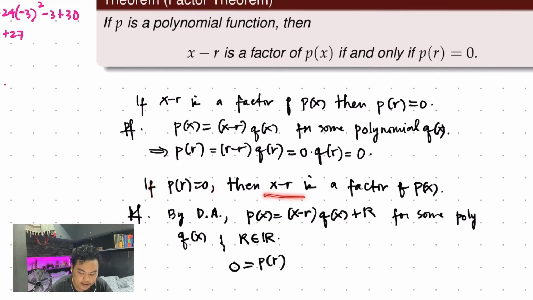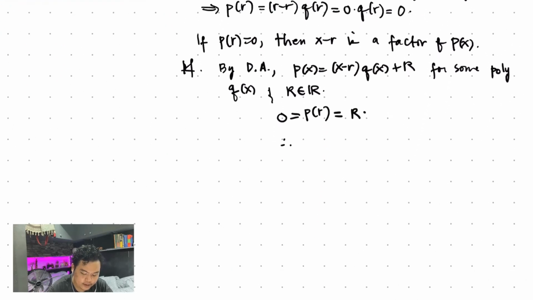Papakita mo na x minus r is a factor of p of x. Pero saan ba equal si p of r? Pag pinlog-in mo dito, itong part na to magsi-0 kasi r minus r, 0 yun. So, 0 times q of r, itong part na to magsi-0 na siya. So, matitira na lang capital R. Therefore, p of x is x minus r times q of x plus R, and R is 0. Ayan, makikita mo, factor nga si x minus r ni p of x.